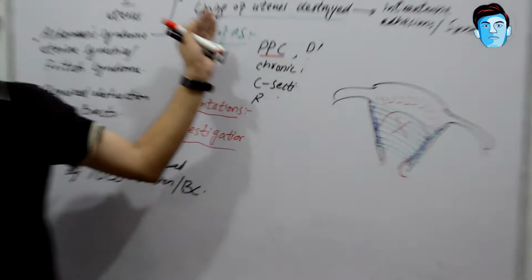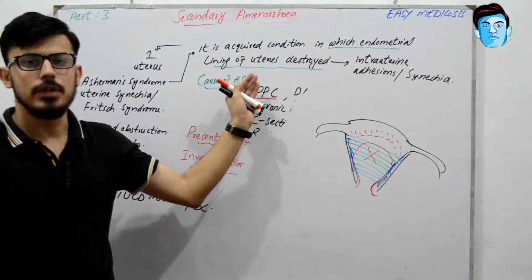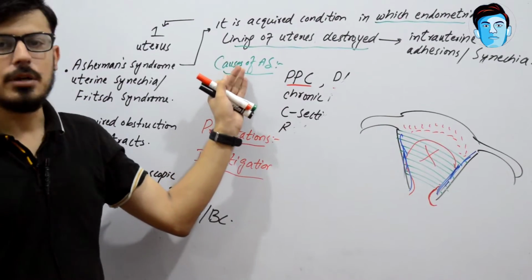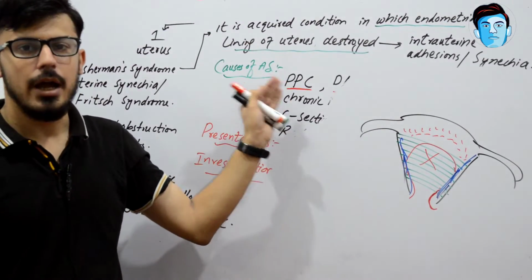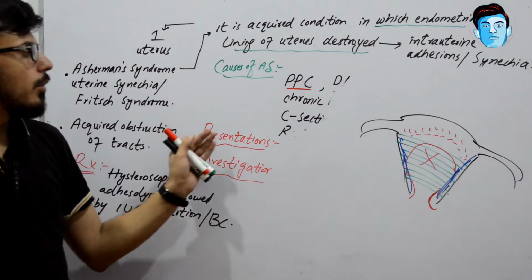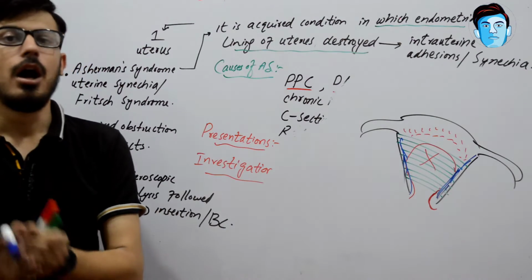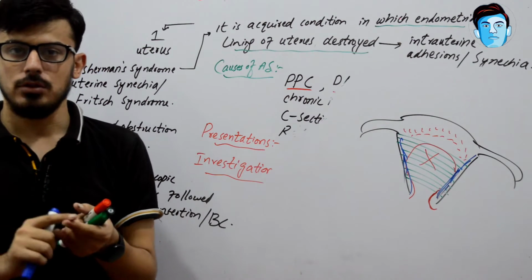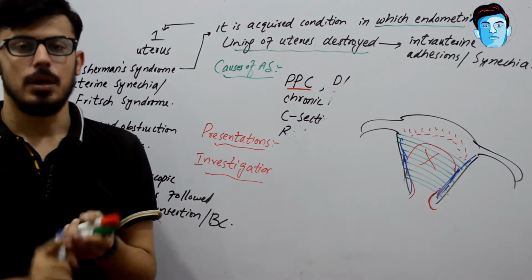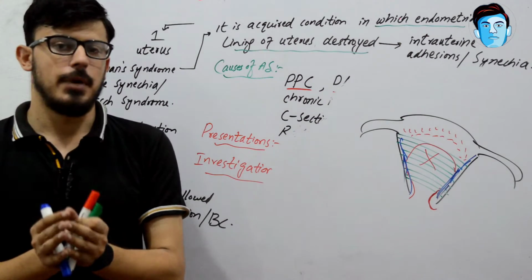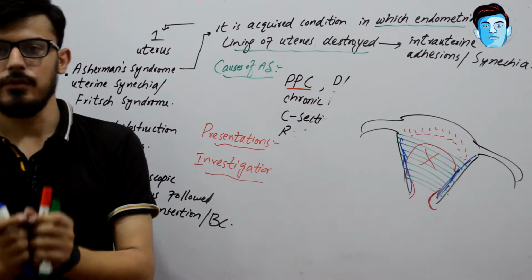Here there is destruction of the endometrium. As a result of that there is formation of adhesions. What are the causes of Asherman syndrome? Postpartum curettage and dilatation and curettage. How does the patient present? Amenorrhea, hypomenorrhea and infertility. How will you diagnose the patient? By hysteroscopy, hysterosalpingography, saline sonohysterography and MRI. But hysteroscopy is the investigation of choice.